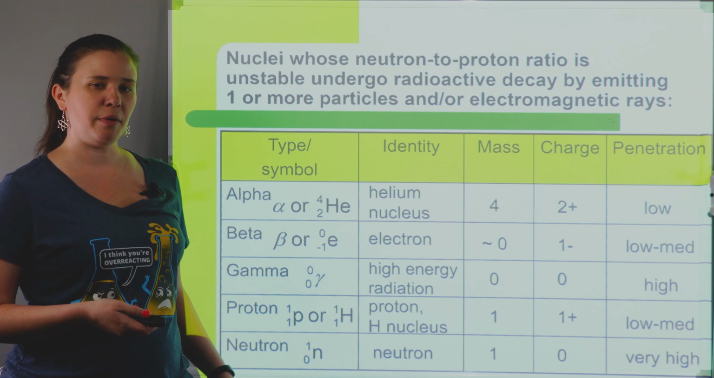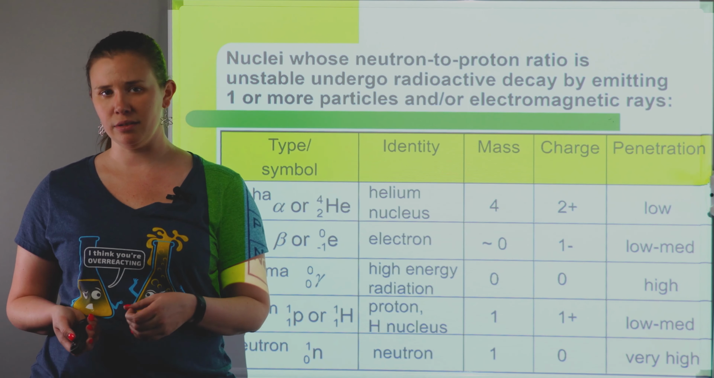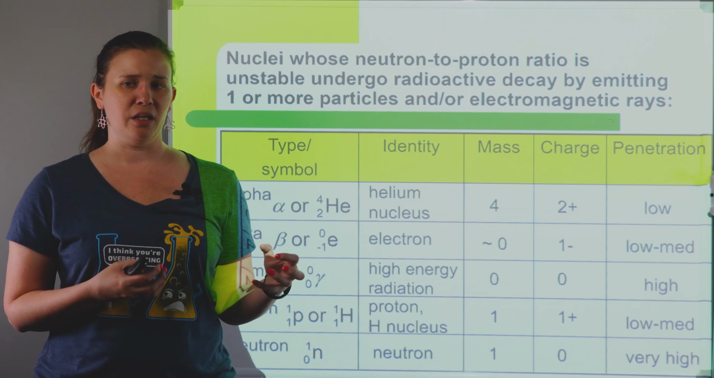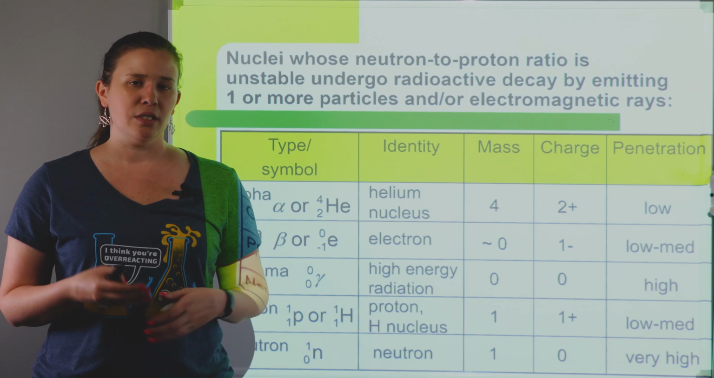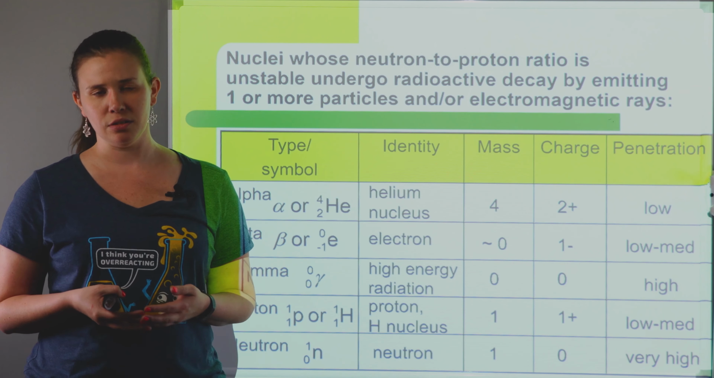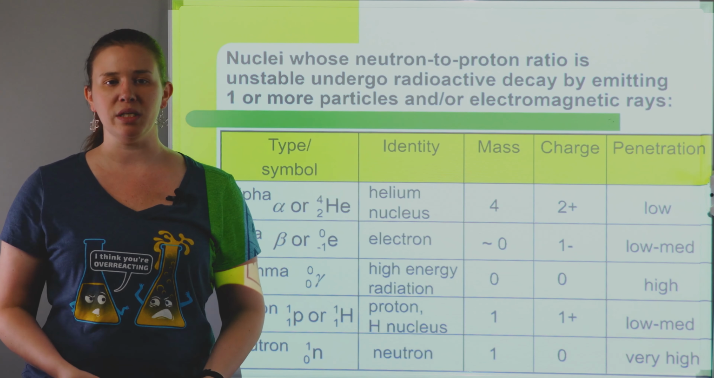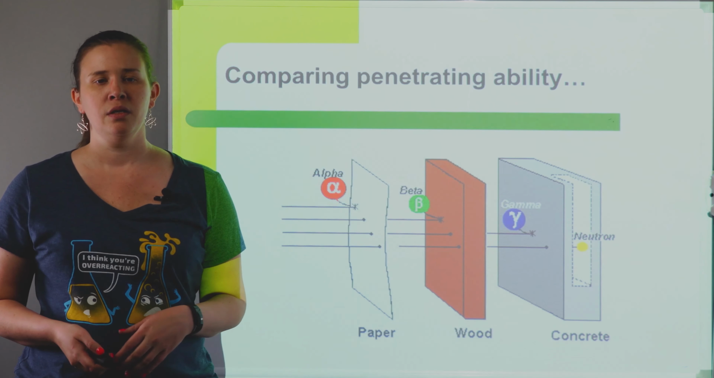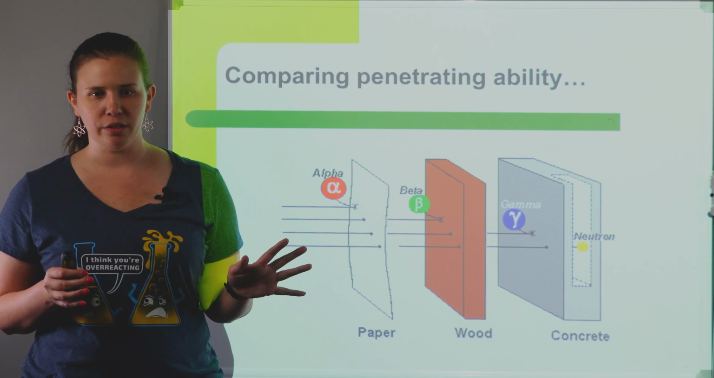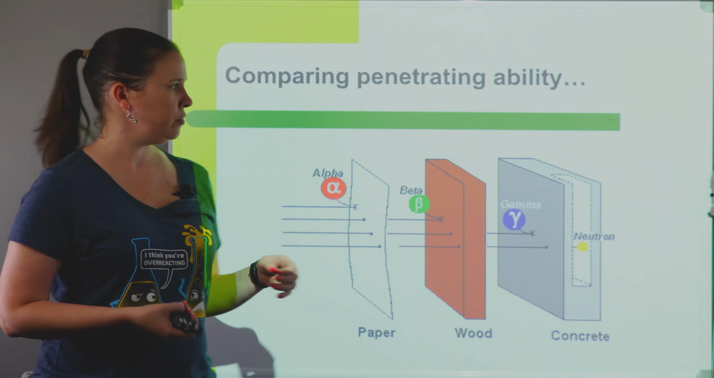Remember, stability was all about the proton-neutron balance. So if you take a stable atom and you start messing with its neutron count, you're going to then make it unstable. And so this can create what we call chain reactions, where things are continuing to become radioactive because the neutron's the bad guy. So let's look at a kind of picture example of what I mean by penetration.